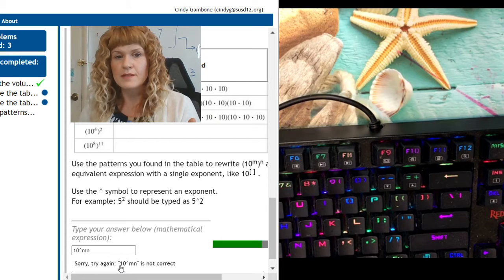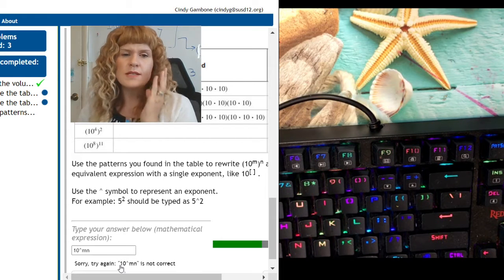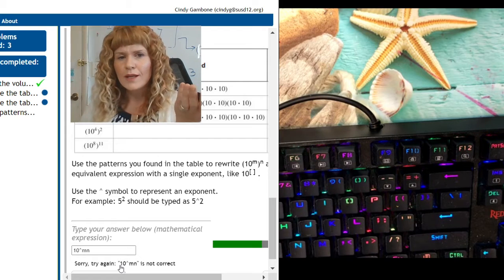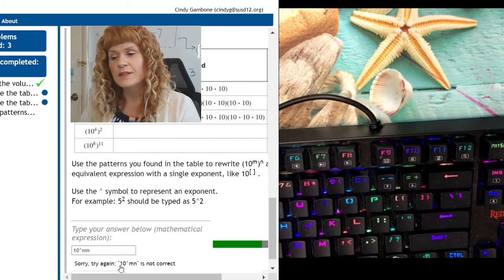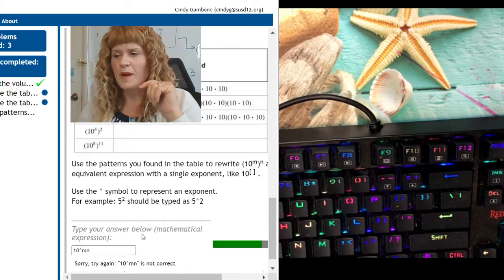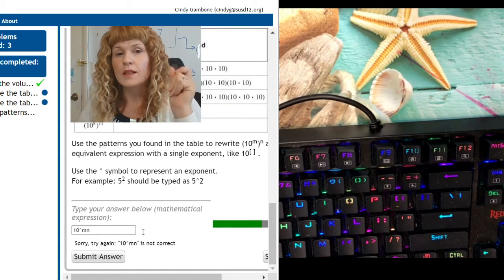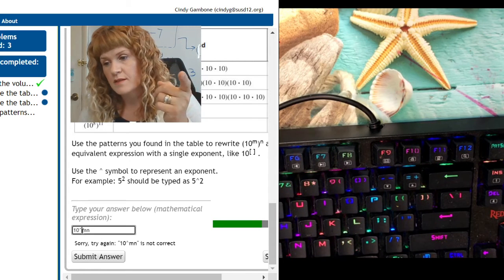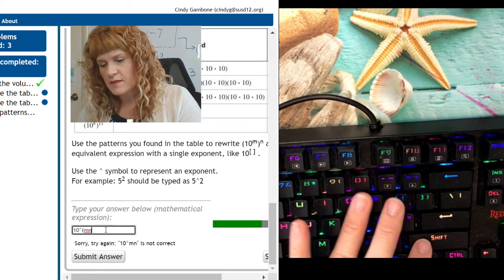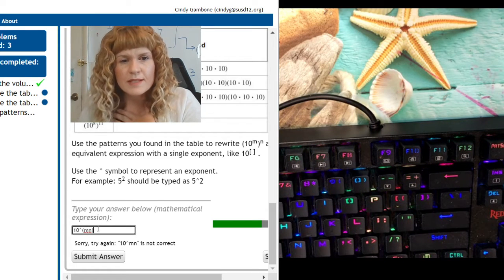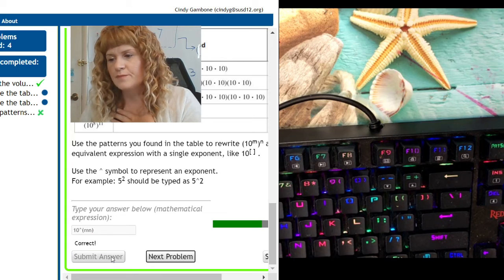Okay, let me submit my answer. Oh no, it says 10 to the m times n is not correct. What? I'm sure it's correct. We definitely checked that. Any ideas? This computer program is difficult. Let's try entering it with parentheses. So go back to your answer and put the m times n in parentheses and submit it again.